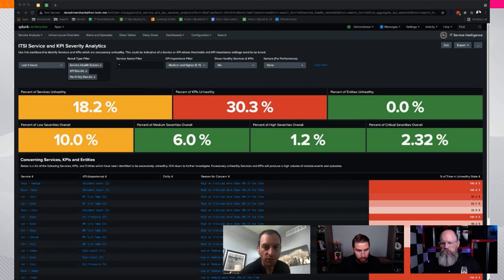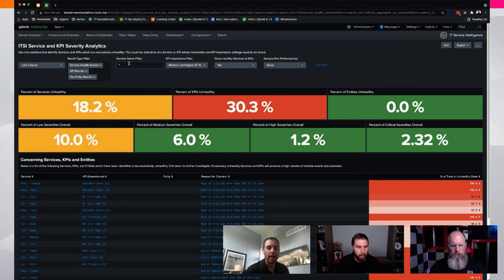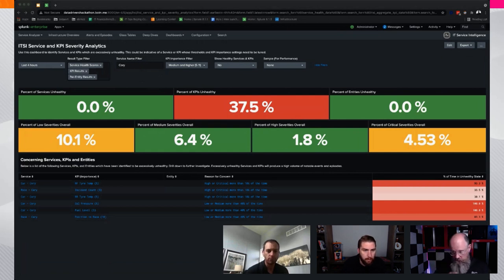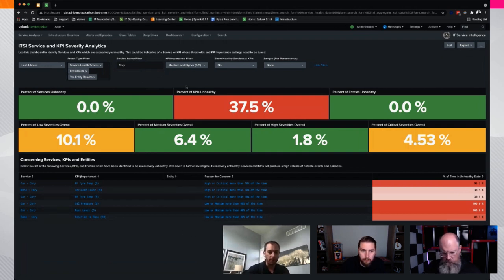And so using the service name filter in the middle of your screen there, let's search for the word Corey so that we can filter the KPIs down to just Corey's car. Going across the top middle of the screen, we have several different single values: 0%, 37%, 0% again. The middle one says we have some KPIs in the environment that are spending an excessive amount of time in an unhealthy state. So that might be an indication that we have some tuning to go do.